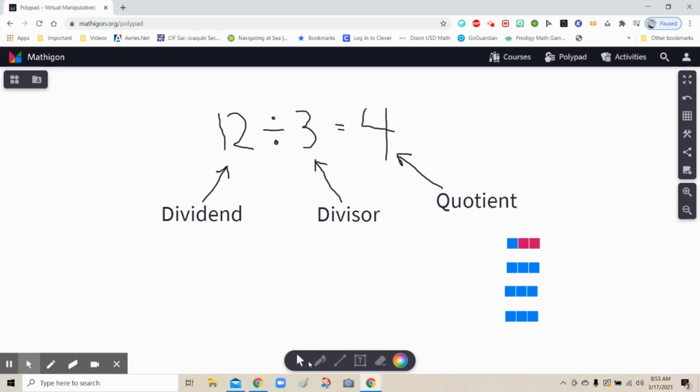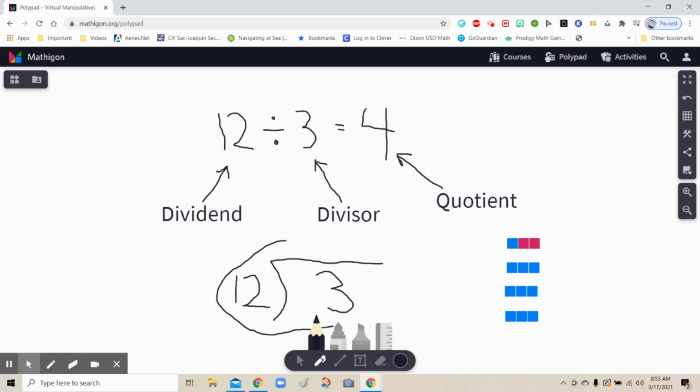Also, a lot of the mistakes that I see are people will see a problem written like this and they'll write this problem like this. If you write it like this, that is wrong. You don't want to write it like this. The dividend is the number that always goes inside of the little house. The divisor is always on the outside. So you don't want to set your problem up like that.